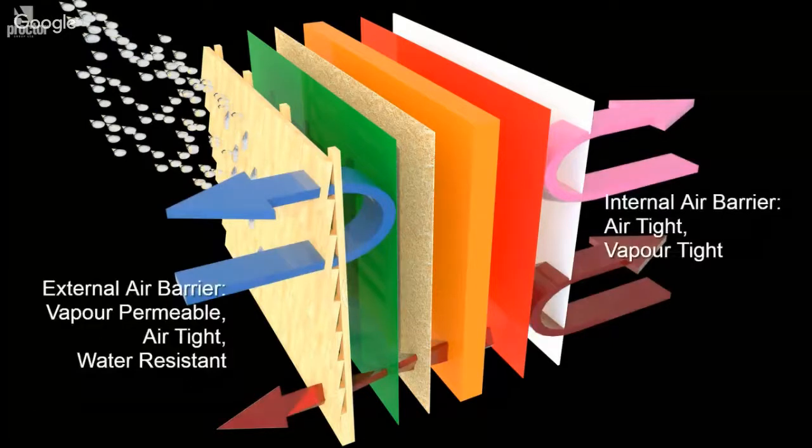Nearly all vapour control layers can be used as the internal air barrier membrane. So that simply means that the membrane which is used internally is both air and vapour tight. On the external side, however, not all vapour permeable membranes are suitable. So for example, an air permeable breather membrane would allow air leakage, which would not help the energy efficiency of the building. What we're seeing now is more mechanically fixed external air barriers.